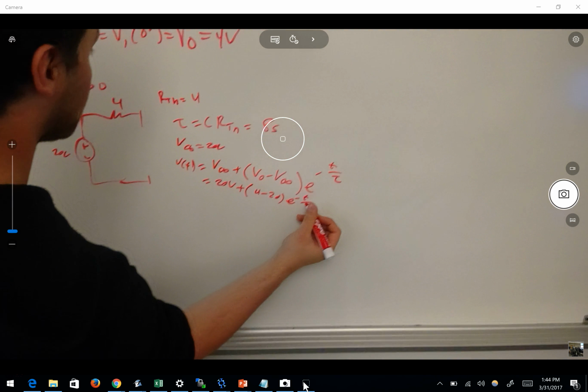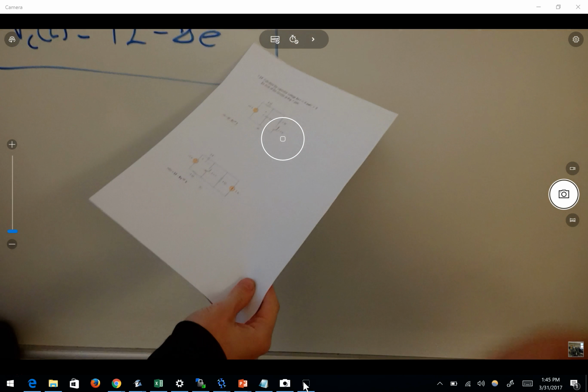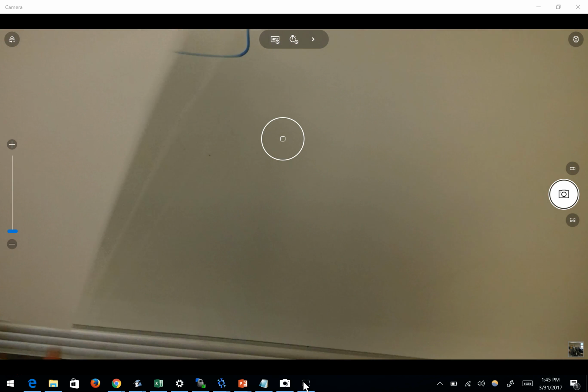Did you guys make it work here? We either did it wrong or there's an answer error here. We got the time constant wrong. What does it say here? It says minus t over 6. I don't know how we get 6 from that.